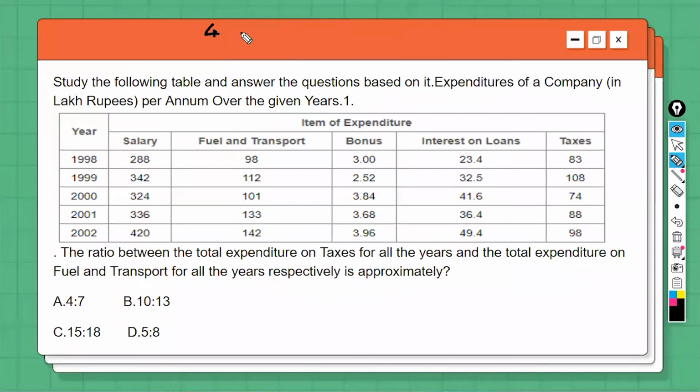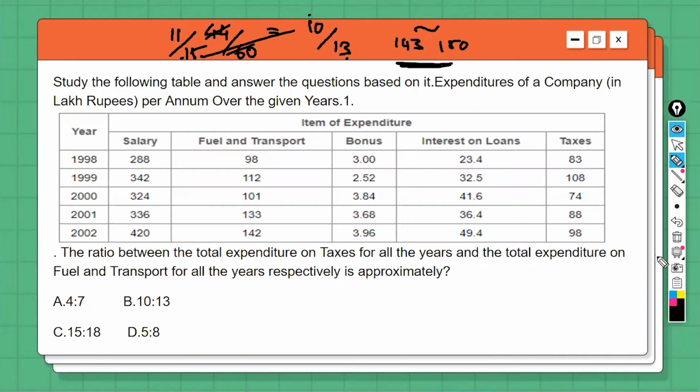Short technique number 2 is this. Once again, 44 by 60. Even if you want, you can simplify this one. If you simplify it, you will get 11 by 15. And the second answer option is 10 by 13. If you multiply, you will get 150 this side, 15 into 10 is 150. 11 into 13 is 143, I guess. So here the difference is small.